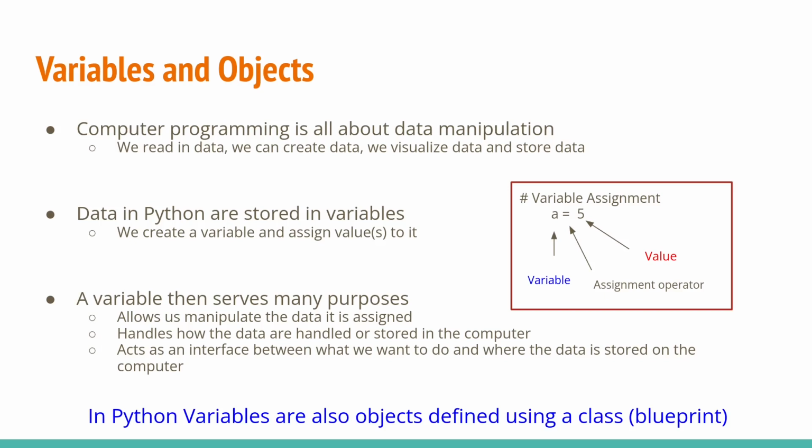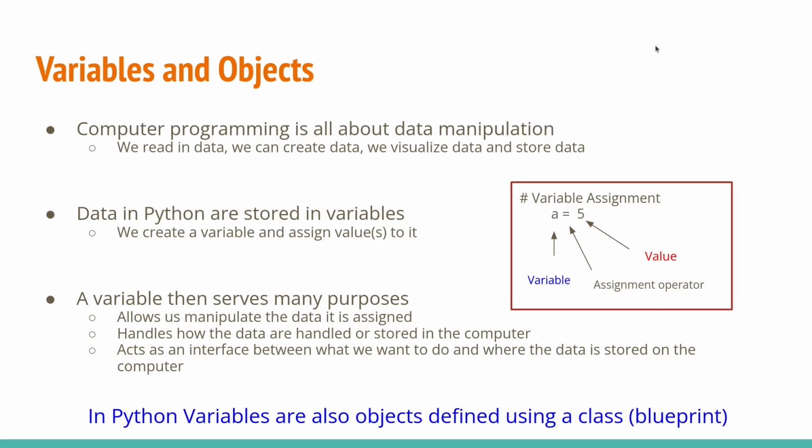So we read in data, we create data by running some functions, running some code. We visualize the data. The chart itself can be viewed as a specific type of data, and we can store this data for later use. In Python and in most other computer languages, data is stored in variables. So we create a variable and assign values to it.